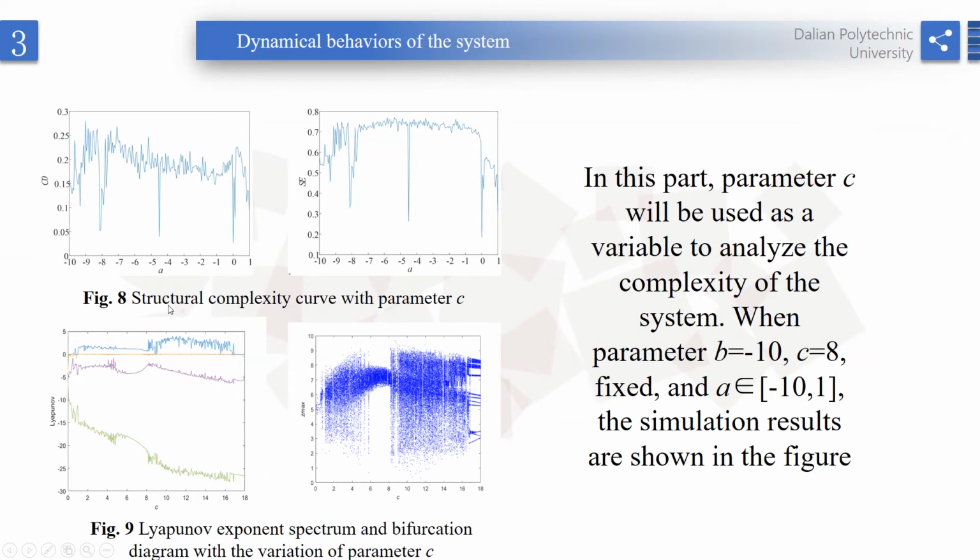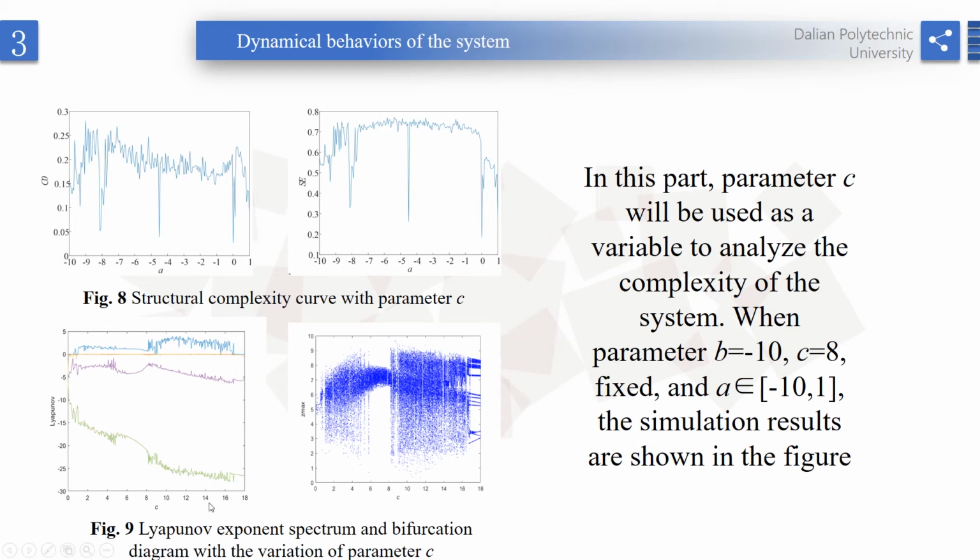This is a structural complexity analysis with parameter C. In this part, the parameter C will be used as a variable to analyze the complexity of the system when parameter B is equal to minus 10, C is equal to 8 fixed, and A is from minus 10 to 1. The simulation results are shown in the figure.